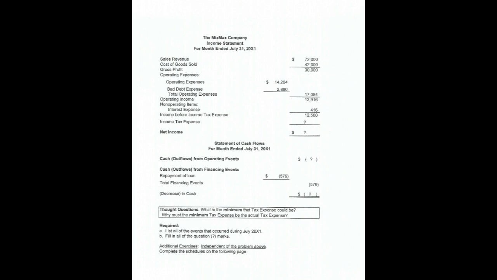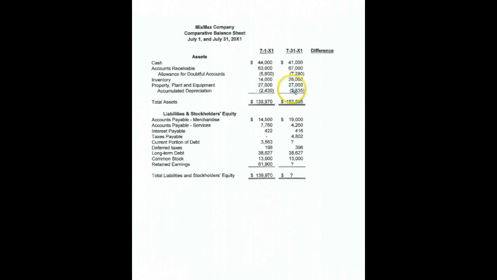So let's go back. How can we solve for these numbers? I hope you've already thought through this yourself. If so, this will just be checking it for you. If total assets are this amount, then total liabilities and stockholders' equity will also be the same dollar amount, $152,885. So that's going to be the first thing we solve for.